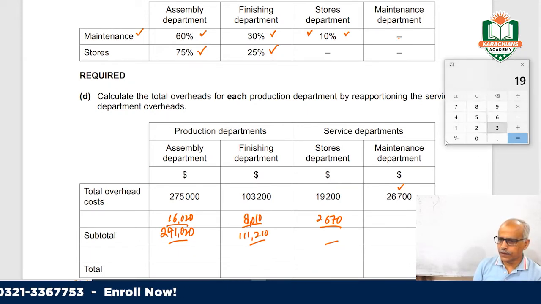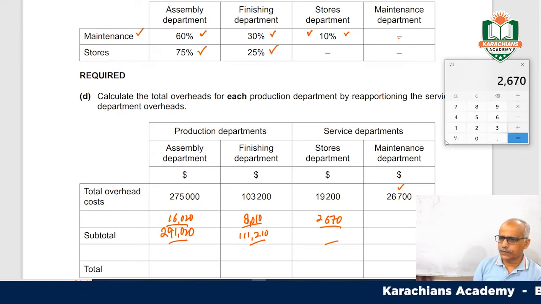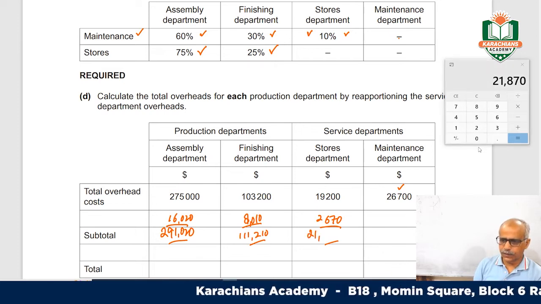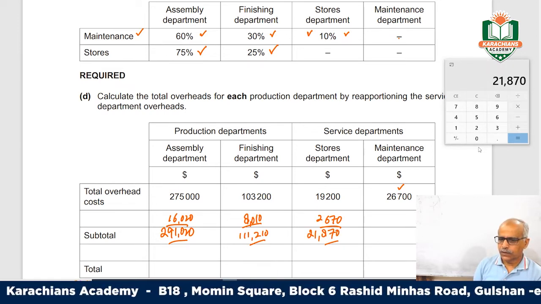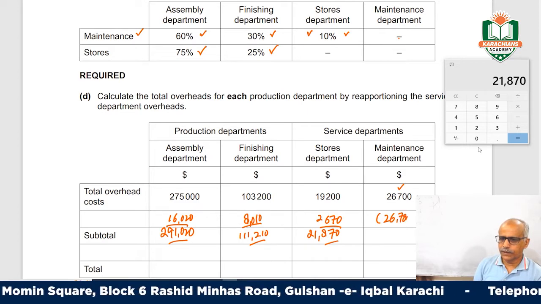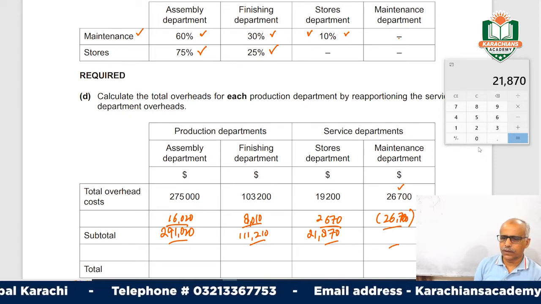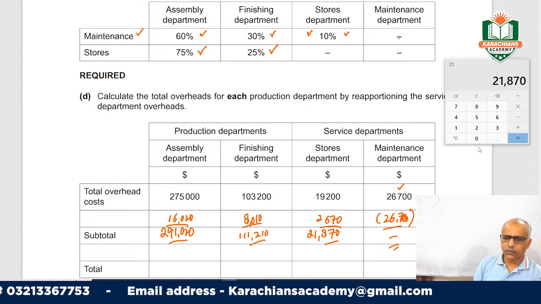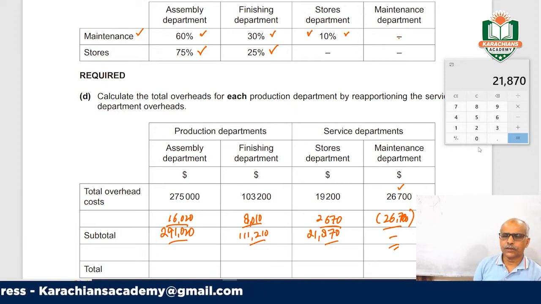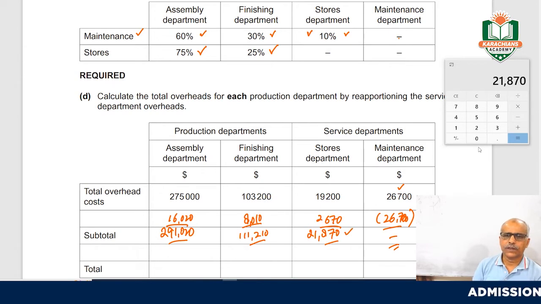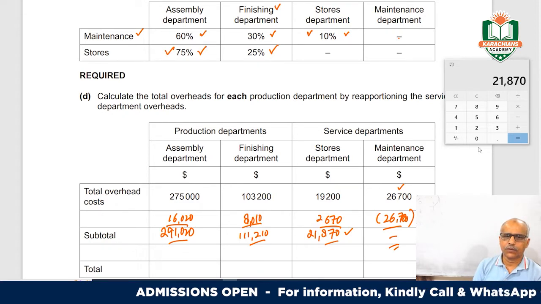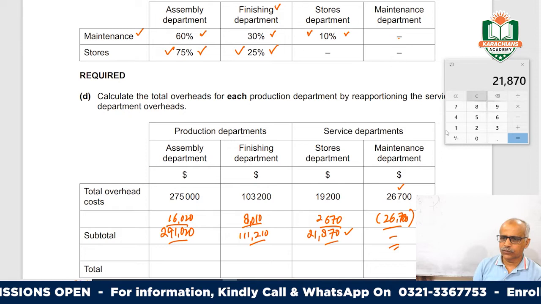Okay, so 19,200 plus 2670 will be 21,870. So this 26,700 cost will be allocated and the subtotal will be 0. Now you have apportioned the maintenance department cost. Now the store department is 21,870: 25% will go to the finishing department and 75% will go to assembly. So it is a very simple question.